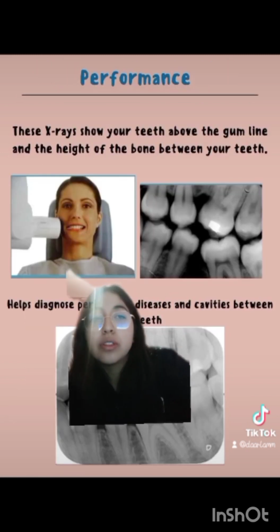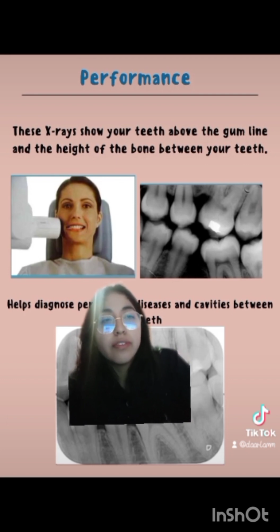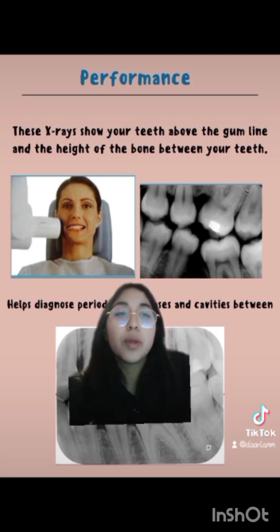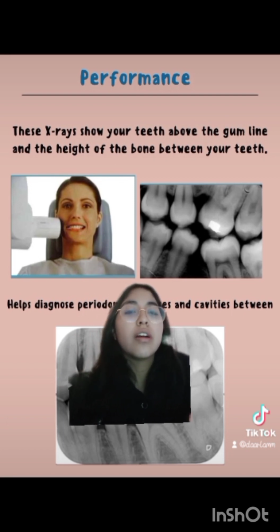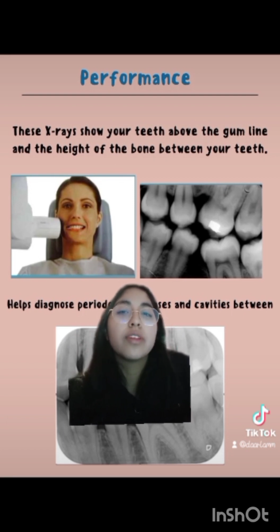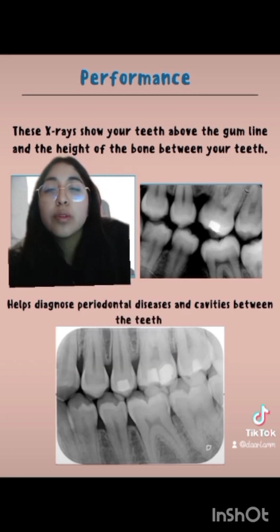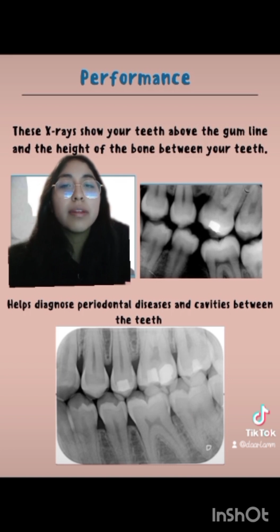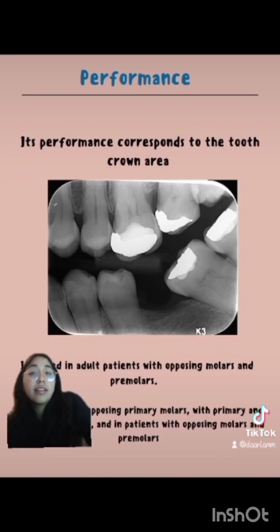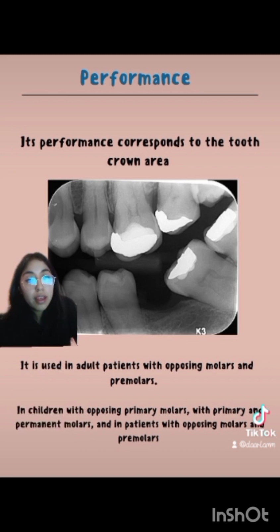Next, I will talk about some of the benefits of this technique. Number 1. These X-rays show your teeth above the gum line and the height of the bone between your teeth. Number 2. Help diagnose periodontal disease and cavities between the teeth. And number 3. Its performance corresponds to the true crown area. Number 4. It is used in adult patients with opposing molars and premolars.